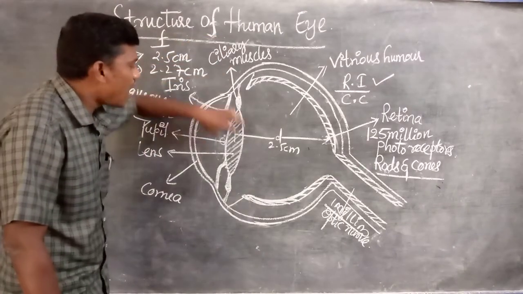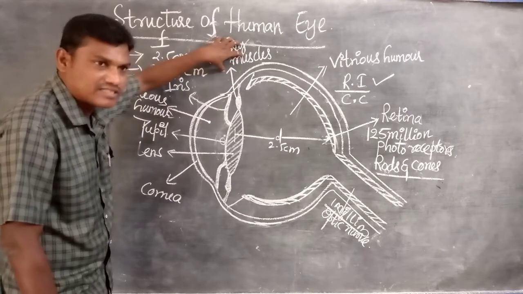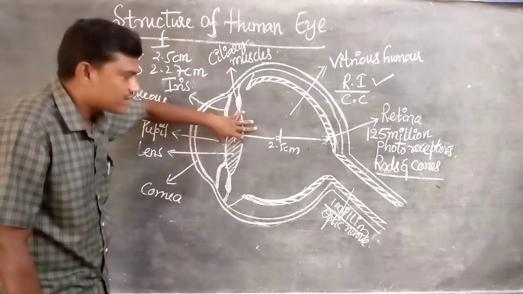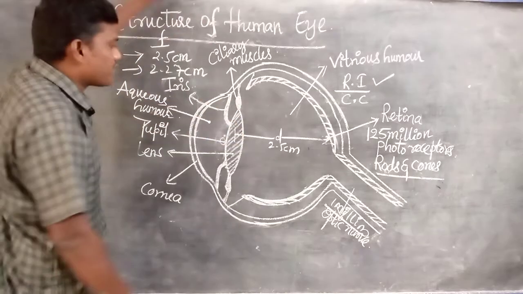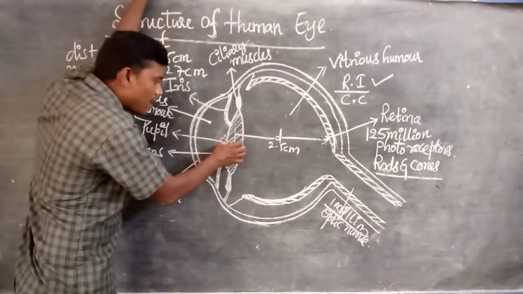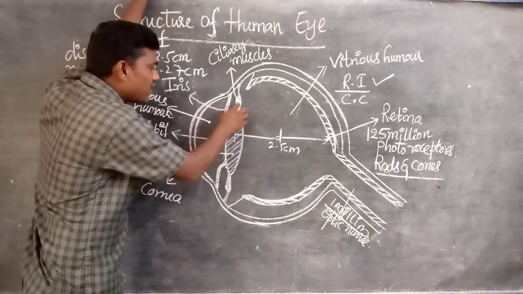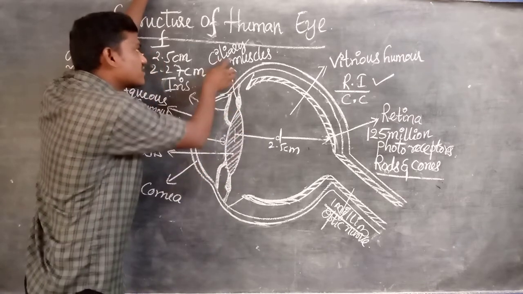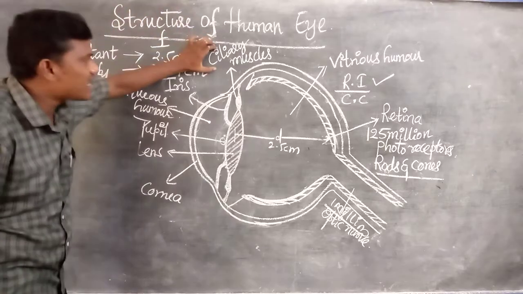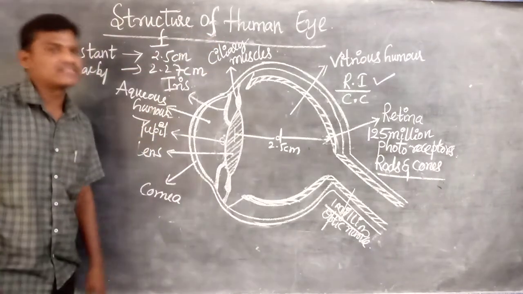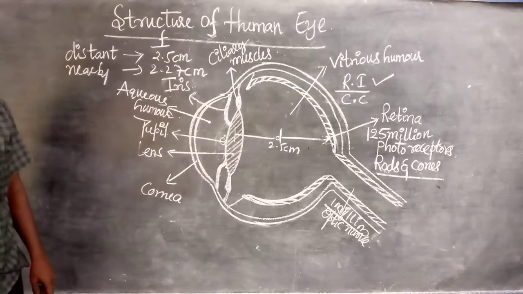And the ciliary muscles: our eye lenses are connected to the ciliary muscles. Our eye lens is made up of a jelly-like liquid. The middle is slightly hard and the edges are soft. Finally, the two edges of the lens are connected to the ciliary muscles. The ciliary muscles play an important role in changing the focal length of our eye lens.